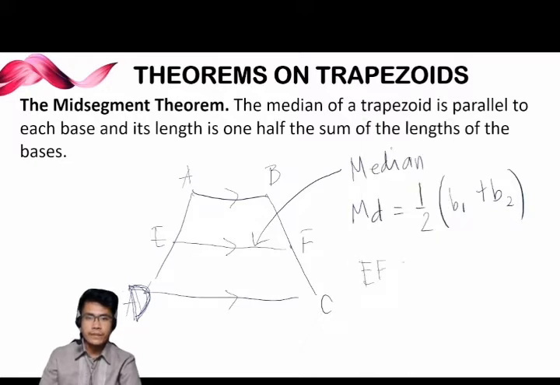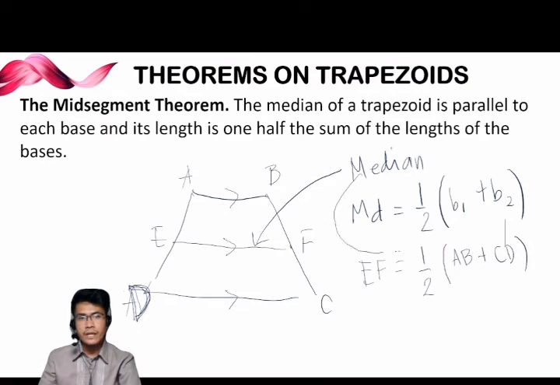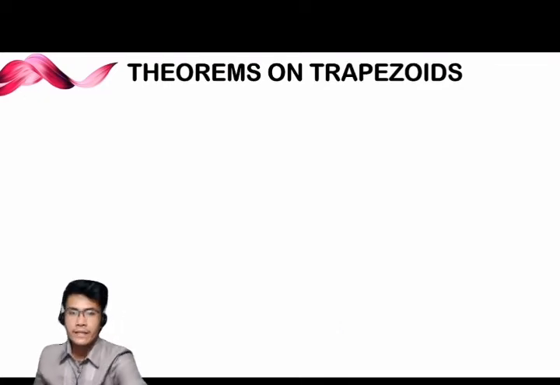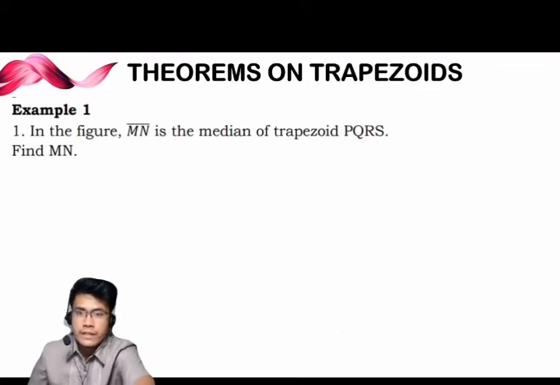Ayan. And that will be equal to 1/2 times the quantity of B sub 1 plus B sub 2. Let's say B sub 1 be the side AB, and then B sub 2 be the side CD or DC. Alright? Ayan po. So, this will be our general formula in order to find the measure of the median of a trapezoid. Okay, once again, the median is equal to half of the sum of the lengths of the two bases. All right, now let's use the concept or the theorem in order to solve this problem.